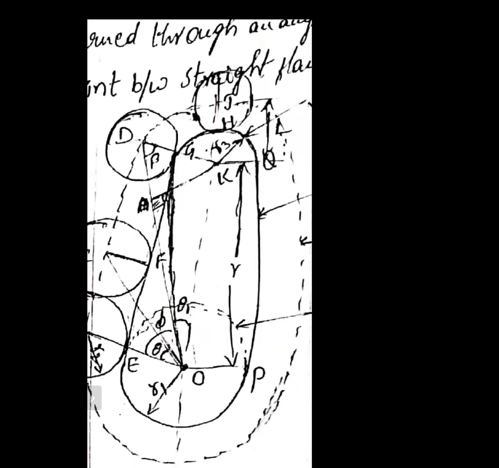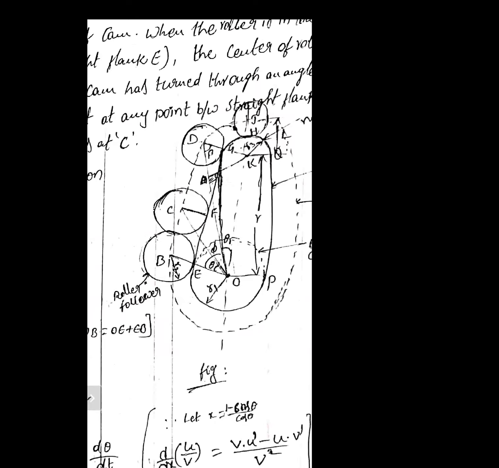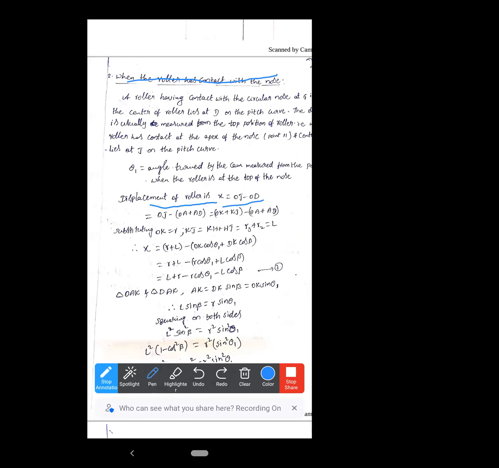OJ and OD are there. Now going to our values. So the displacement of the roller is OJ minus OD. Why? Because the first position is OD and the second one is OJ. So second minus first. Okay. So that is the displacement, that is the gap between the first and the second. So that is OJ minus OD.